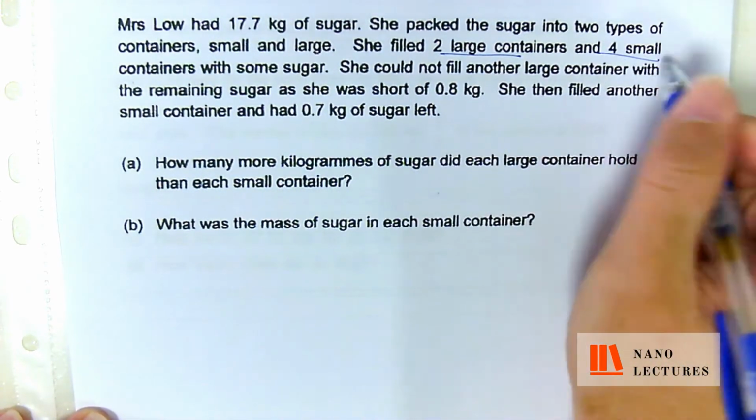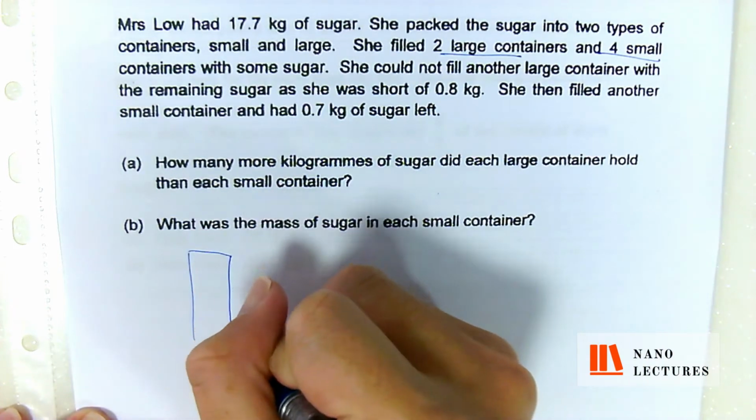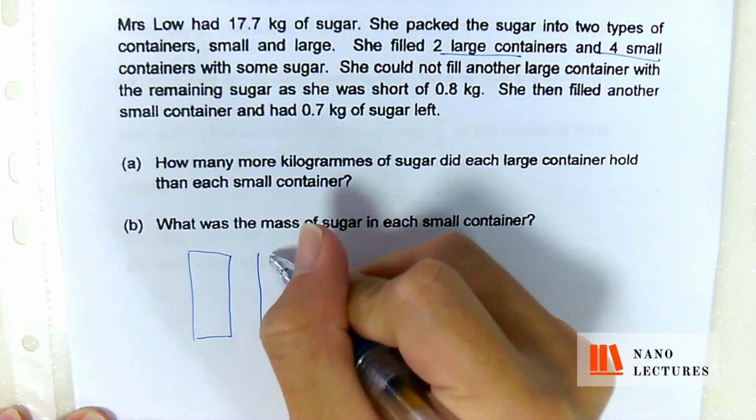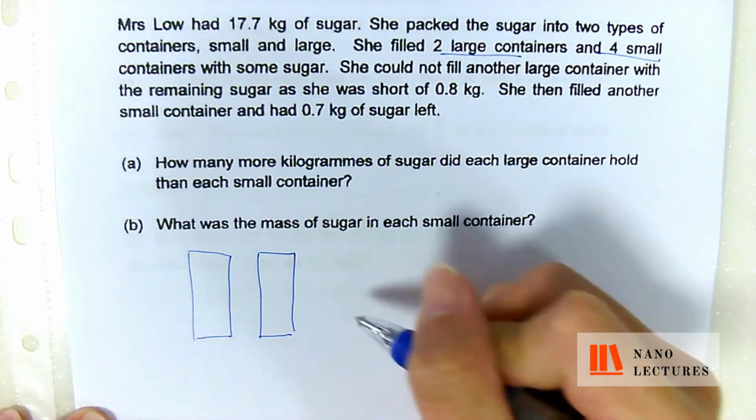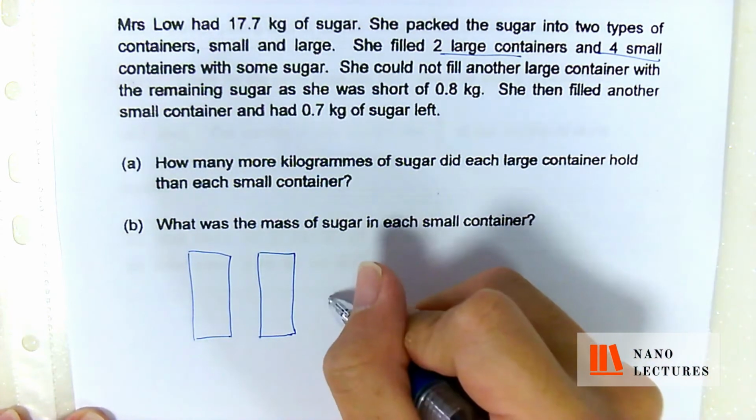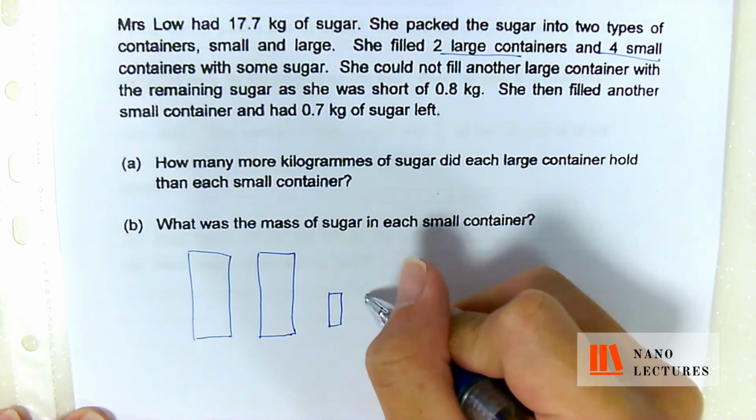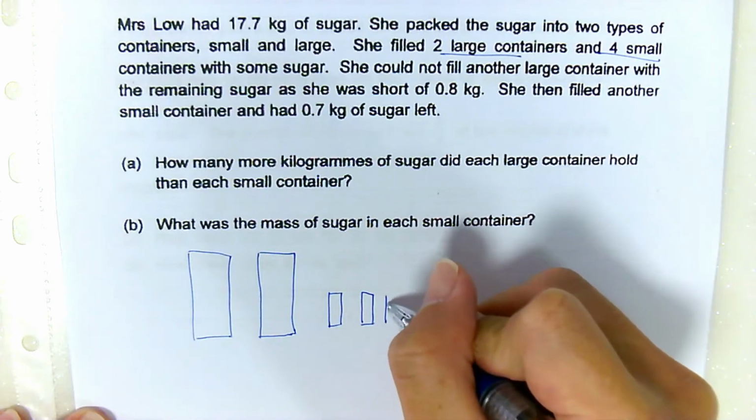2 large container, 4 small container. 2 large container, I'm going to draw it as vertical bars, so it'll be easier for you all to visualize. Then 4 small container. 1, 2, 3, 4.